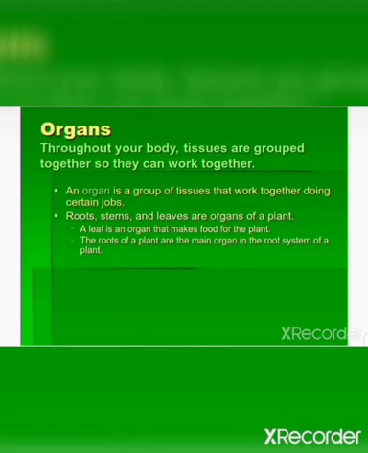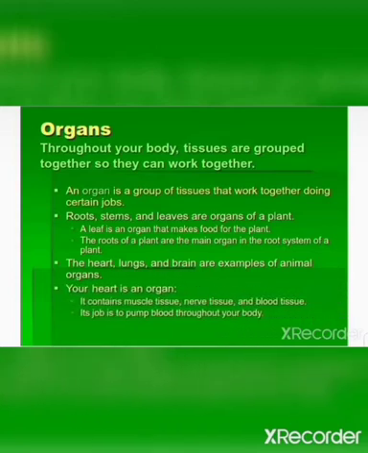Root, stem, and leaves are organs of a plant. A leaf is an organ of a plant that makes food for the plant. The roots of a plant are the main organs in the root system of a plant. The heart, lungs, and brain are examples of animal organs. Your heart is an organ. It contains muscle tissue, nerve tissue, and blood tissue. And what is the job of a heart? Its job is to pump blood throughout your body.